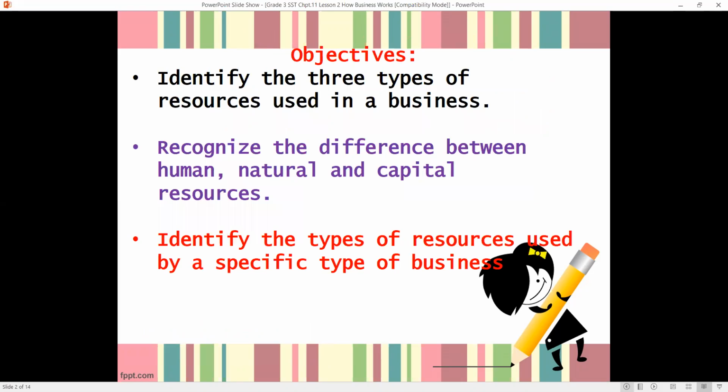Let's see, the objective of this lesson is to identify the three types of resources used in a business. So when you start a business, what are the three resources that a person requires? To recognize the difference between human, natural, and capital resources. Identify the types of resources used by a specific type of business. So we are going to understand, if you are having a particular business, what is a resource that you need for that particular business.